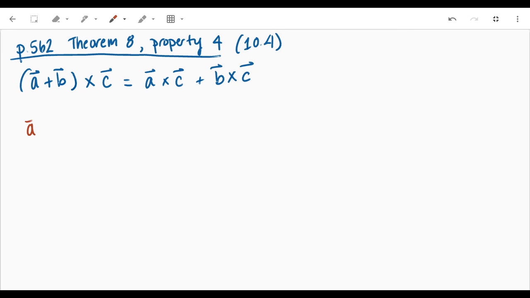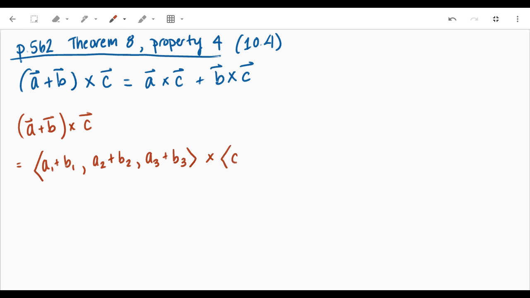So if we have A plus B cross C, now what does that look like? Okay, well, A plus B would be A1 plus B1. And you know what? I'm going to do a vector, not a curly bracket there, because I want it to be clear that this is a vector in component form. A1 plus B1, A2 plus B2, A3 plus B3. Okay, and then cross C1, C2, C3.